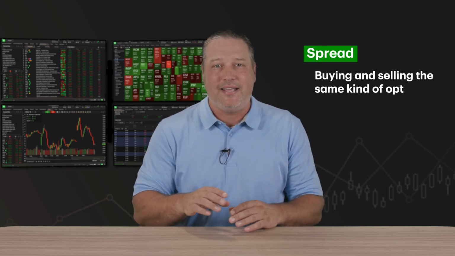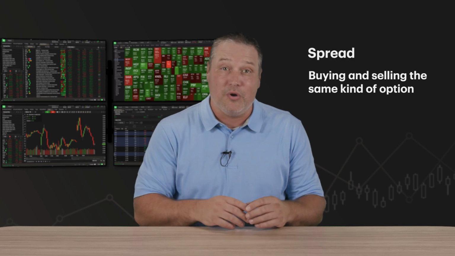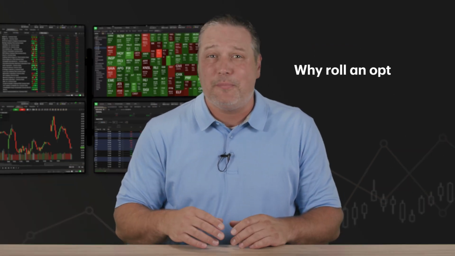There are different types of spreads, but they always involve buying and selling the same kind of option, either both calls or both puts. So why do traders roll options? Well, the main goal of rolling an option usually falls into one of three categories: to make your trade last just a bit longer, to reduce your risk, or maybe to take some profit off the table.